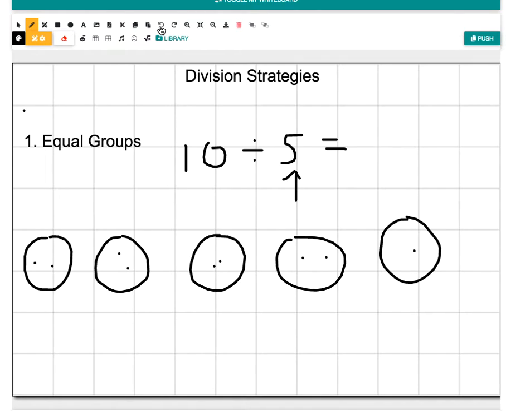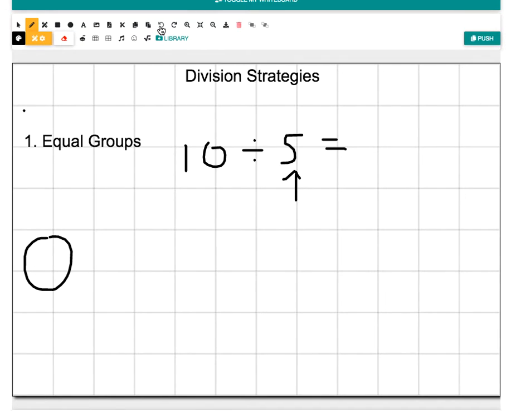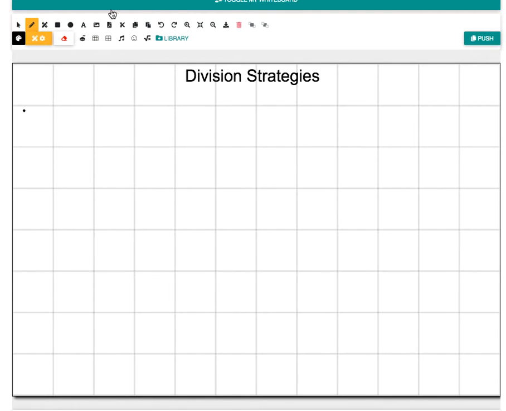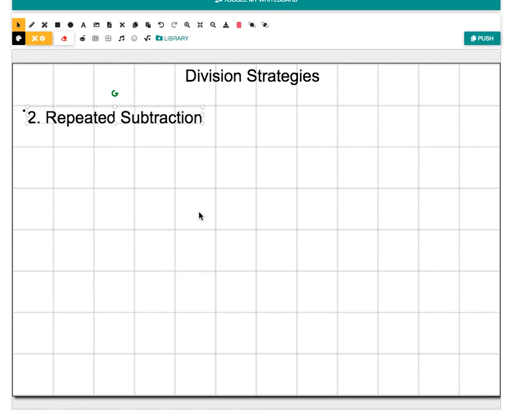Our next strategy is going to be a little bit more tough for them, but we still have to practice it even though they don't like this way. A lot of them will prefer to do equal groups over repeated subtraction. So our next one is repeated subtraction. In multiplication we did repeated addition. This time we're going to do repeated subtraction. So we're going to have 10 divided by 2 equals.